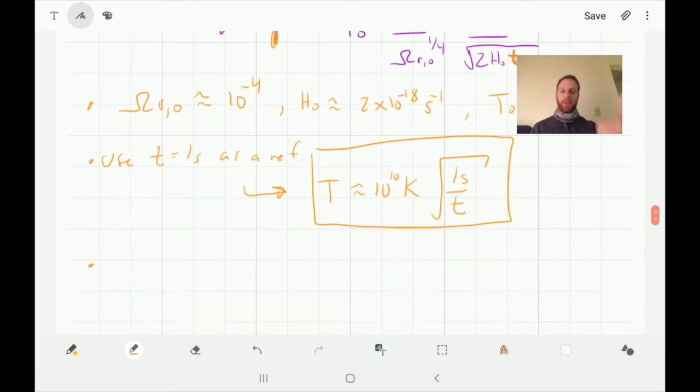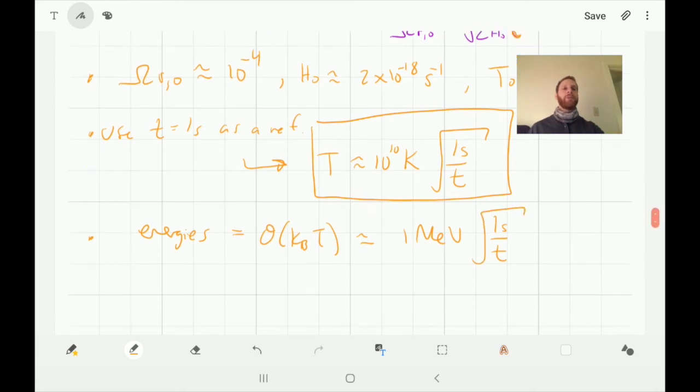One more point here is to get the scale of the energies at the time. There's some small numerical factor times kBT. This is of order kBT, in other words. So this is of order 1 MeV times 1 second over the time. Just to verify that, you can let kB, at least in order of magnitude, be approximately 10 to the minus 4 electron volts per Kelvin. It's 8.61 or something. That's how you can verify that.